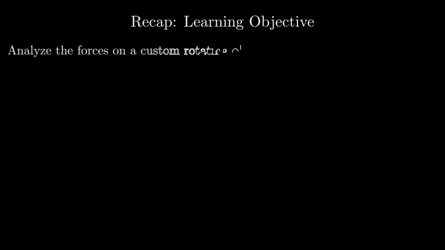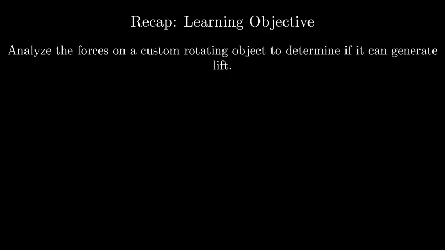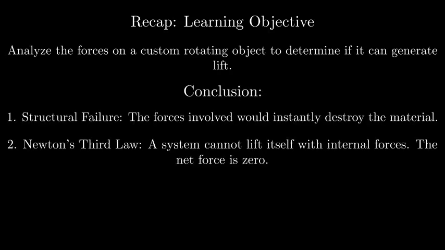Our goal was to analyze the forces on the spinning device to see if it could lift itself. We began by calculating the immense centripetal forces involved and found that, theoretically, the 30-degree angle would translate this into a vertical lift component far greater than the object's weight. However, our reality check revealed two fatal flaws. First, the material would fail catastrophically under the immense stress. Second, and more fundamentally, Newton's third law dictates that the internal forces cancel out, resulting in zero net lift for the system as a whole.